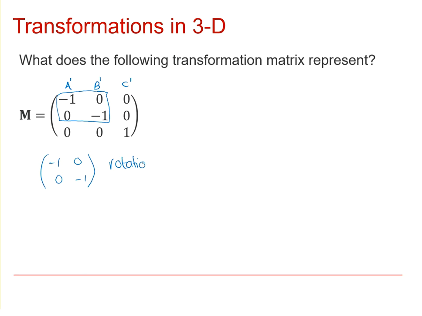And this was a rotation of 180 degrees in 2D about the origin. In this case, our z remains unchanged, so this matrix represents a rotation of 180 degrees about the z axis.